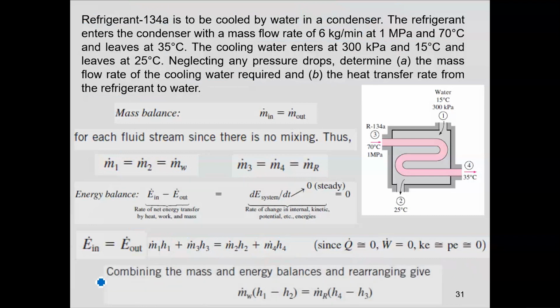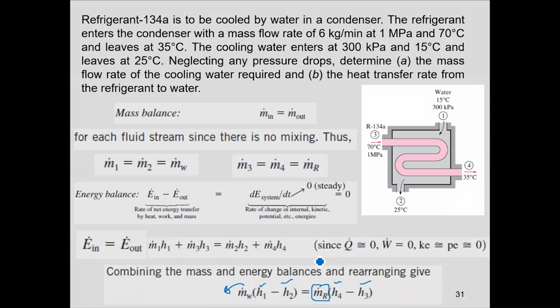Now, with this equation in mind, I know the value of m dot r. This refrigerant mass flow rate is known to me. I have to find out m dot w. If I could somehow find out h1, h2, h3, and h4, I can solve the equation for the mass flow rate of the water. Do you have any idea or any suggestions how we can find the enthalpies of the corresponding states?